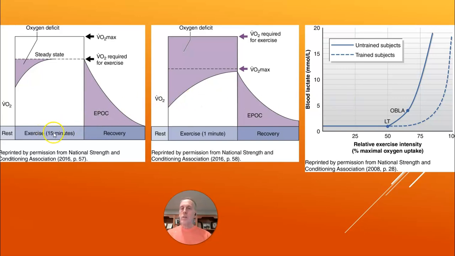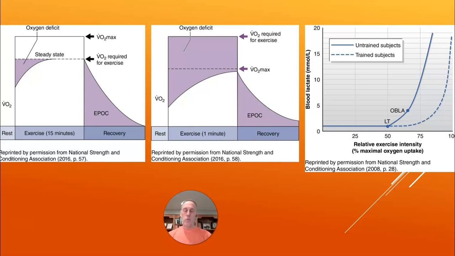Steady state exercise, 15 minutes. This is high intensity exercise, 1 minute or less. Here we're working under our VO2 max. Here we're working over our VO2 max. And over here we're talking about lactate threshold, roughly about 50%. And then you have onset blood lactate accumulation, where you have this accumulation of lactate in the blood itself. And as we've noted, the fitter the person is, the more it shifts to the right in terms of the onset of blood lactate accumulation.